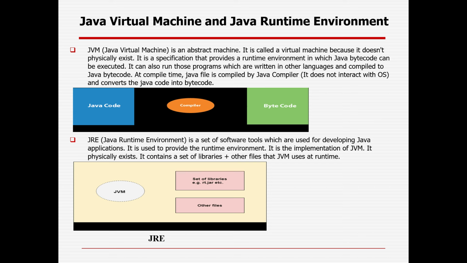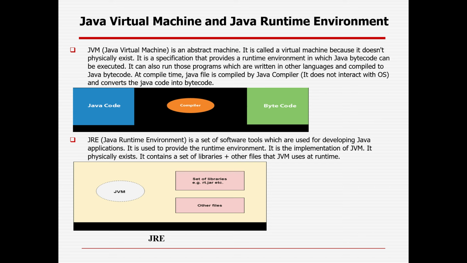Then the architecture part. I've tried to give you a basic example so that you can understand how Java actually works. In Java, there are three components: JVM, JRE, and JDK. JDK you already saw whenever you install Java, and JRE also. JRE is nothing but Java Runtime Environment, JDK is nothing but Java Development Kit, and JVM is nothing but Java Virtual Machine.